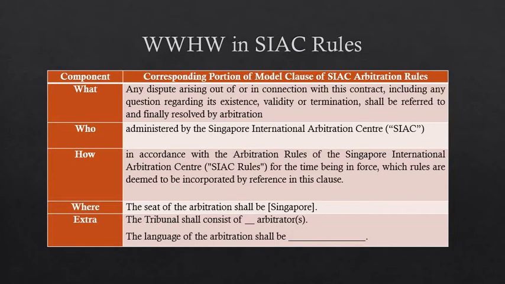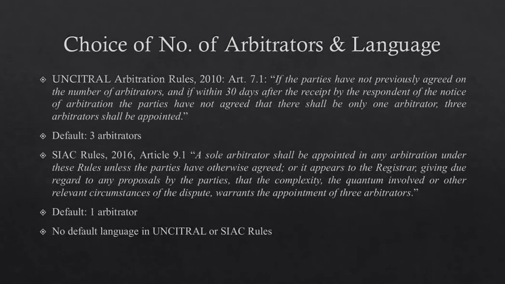Now, coming to the extras, both the UNCITRAL arbitration rules and SIAC clauses contain two extras. One was the number of arbitrators and the other was the language of the arbitration. These are important aspects of an arbitration clause, but even if you don't have them, the respective arbitration rules would take care of them. Take the case of UNCITRAL arbitration rules 2010. In case parties do not choose the number of arbitrators, Article 7.1 of the rules says that the default number of arbitrators shall be 3.